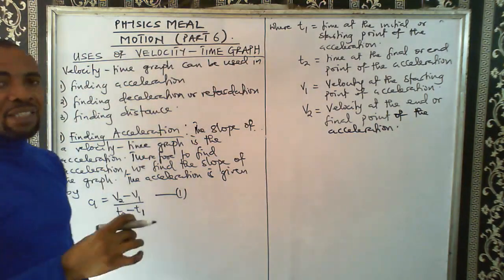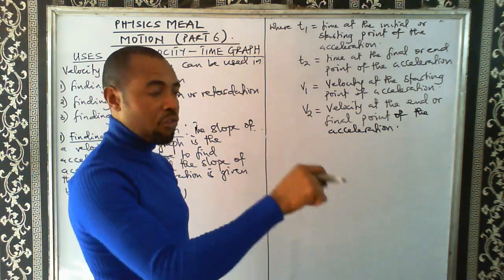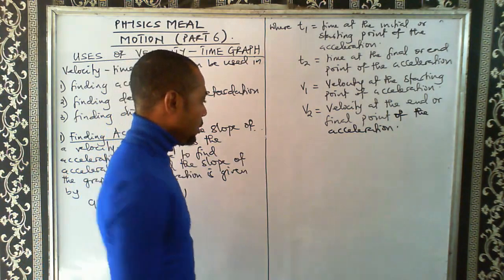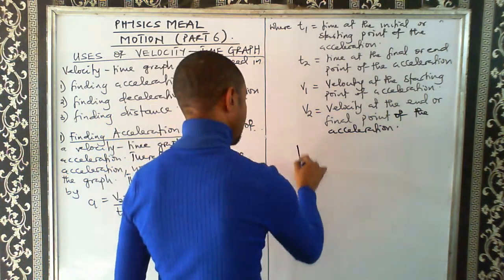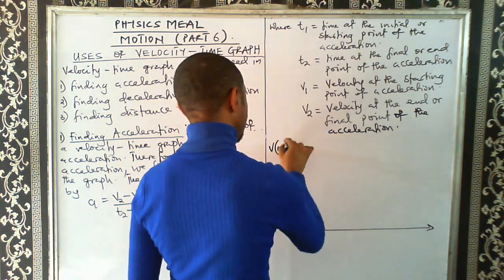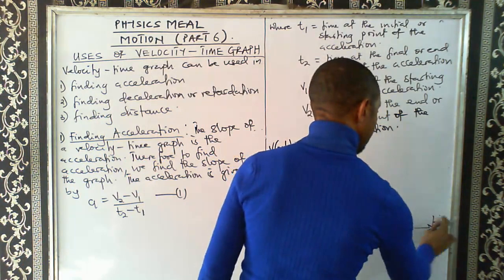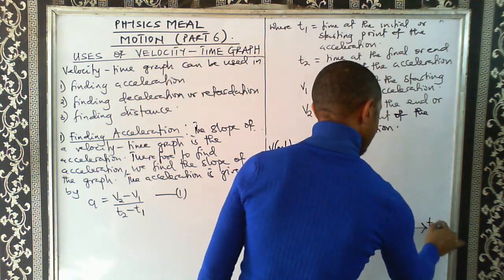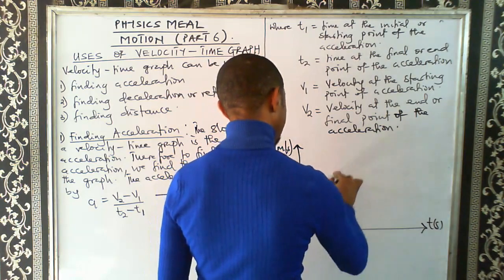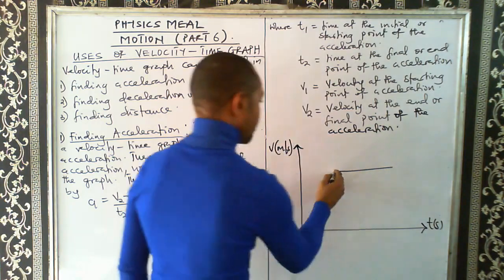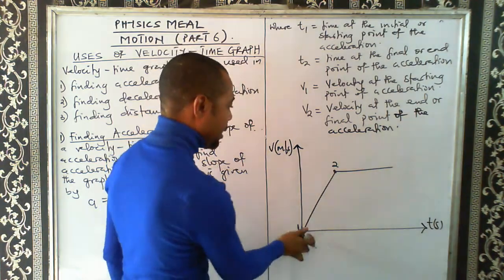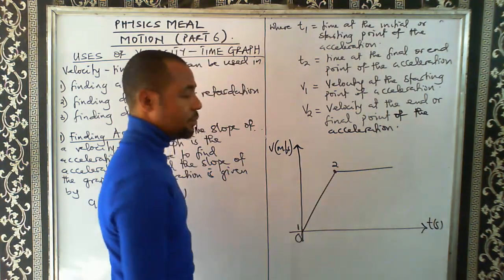So we know to get time, we look at the horizontal axis. So from every point, move to the horizontal axis to get time. Let's use a graph to explain what I mean by this. If I have v in meter per second and time in seconds, this is the origin, that's 0. Now this is point 2, this is point 1. This is the starting point of the acceleration, started here and the final point is here.